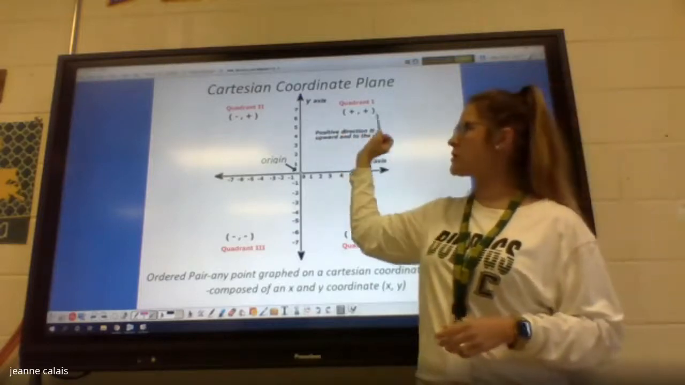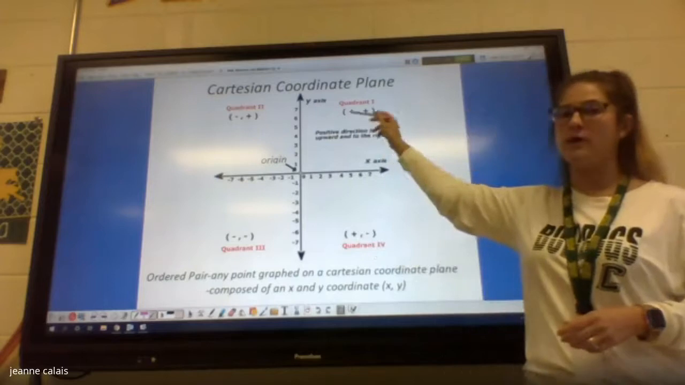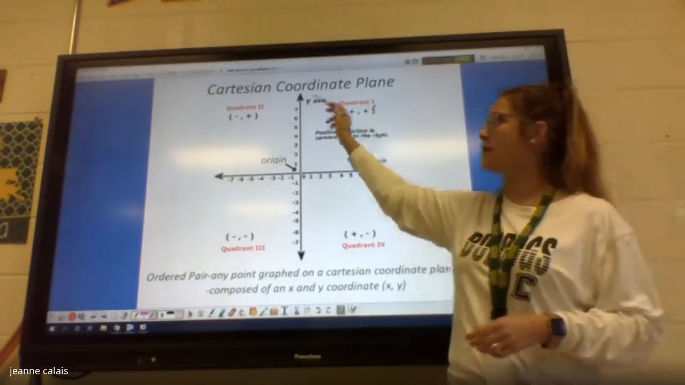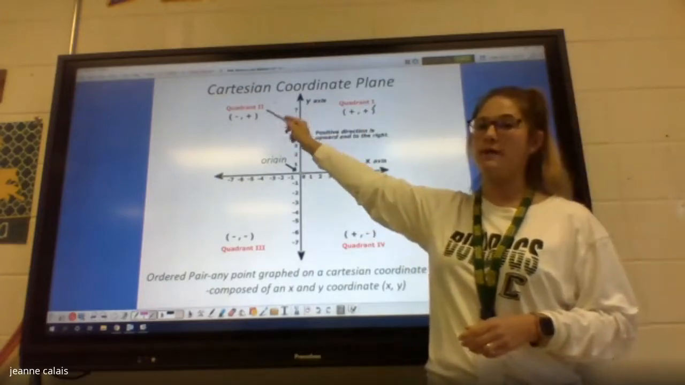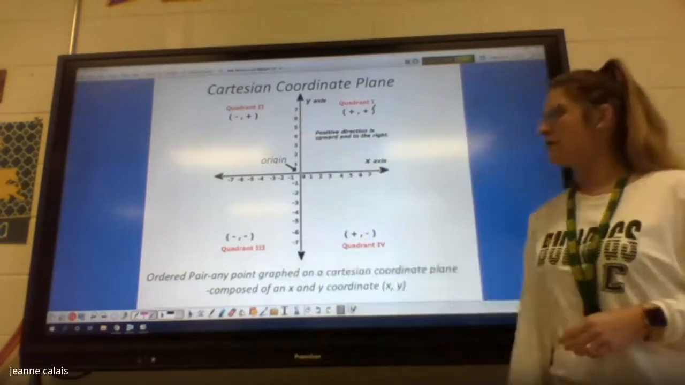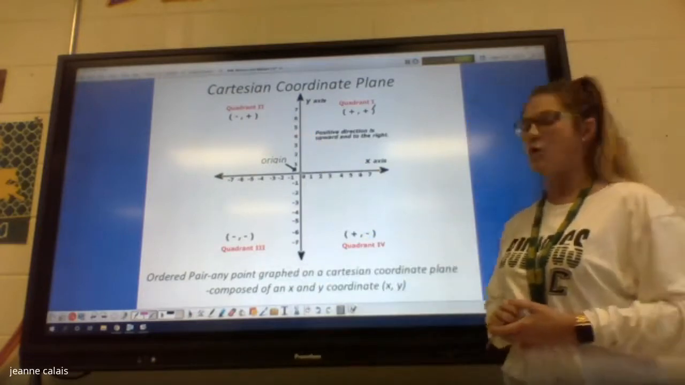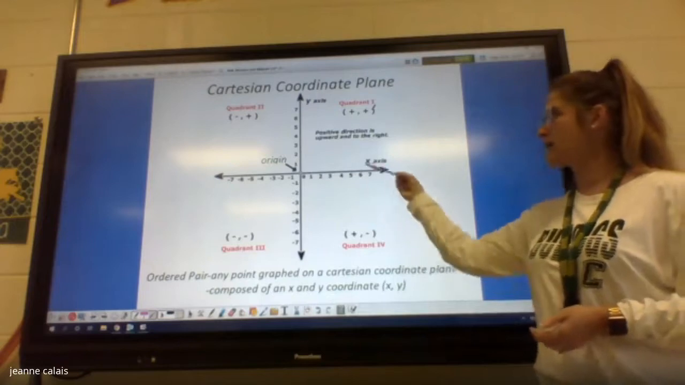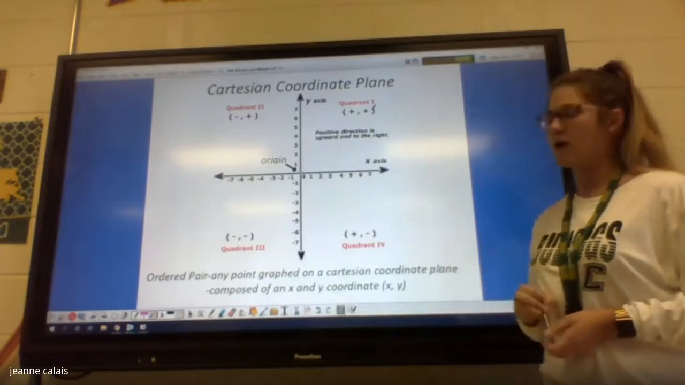You have your quadrants. If x and y are both positive, that's in quadrant 1. If your x is negative and your y is positive, that's quadrant 2. If both x and y are negative, that's in quadrant 3. And if your x is positive and your y is negative, that's in quadrant 4.